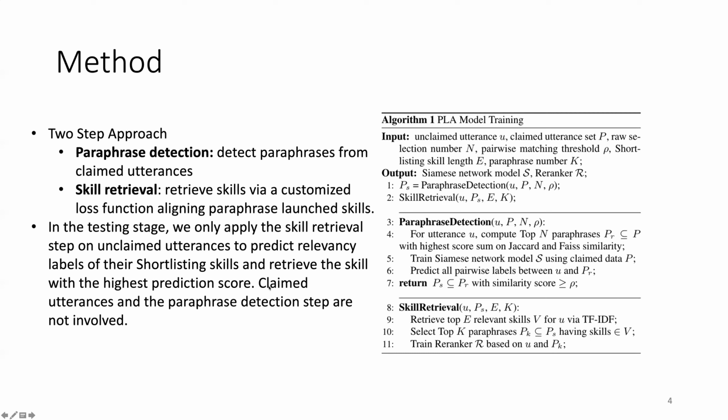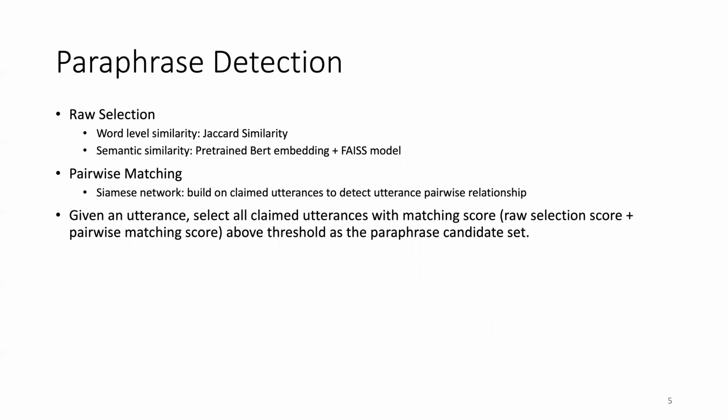And in the testing stage, we only apply the skill retrieval step on unclaimed utterances to predict the relevancy labels of their shortlisted skills and retrieve the most appropriate skills. The claimed utterances are not involved in the testing stage. They are only used for model training to provide some auxiliary labels. So let's take a look at the paraphrase detection first.